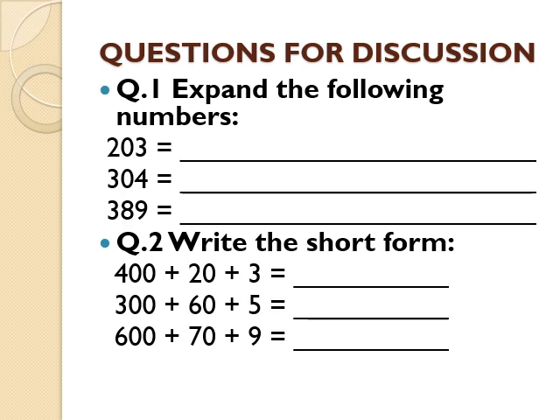Now, here are a few questions for discussion. First question, expand the following numbers. The numbers are 203, 304 and 389. Now next, question number 2. Write the short form. We have been provided with the expansion of a number and you have to find the total value of the number. First is 400 plus 20 plus 3. Next, 300 plus 60 plus 5. And the last, 600 plus 70 plus 9.